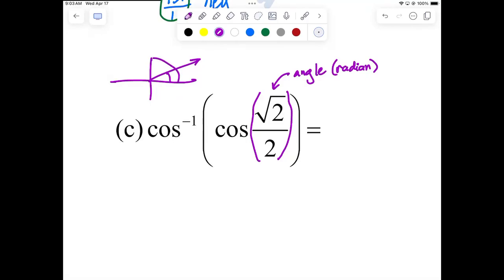Is quadrant 1 in the PVR of arc cosine? It is. So guess what the answer is going to be? The angle square root of 2 over 2. Yes. Okay, context clues. You can't just look at numbers. You got to look at the context of the number.